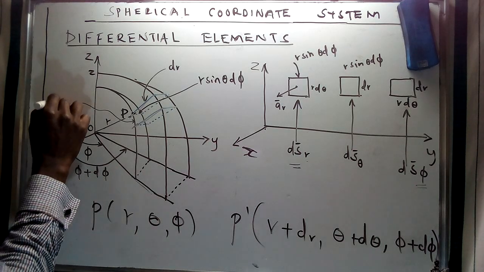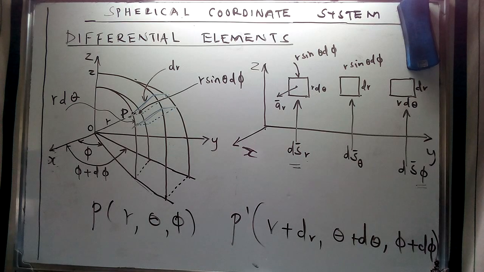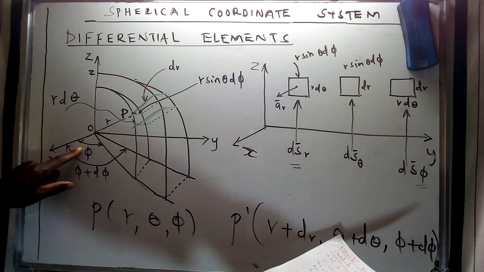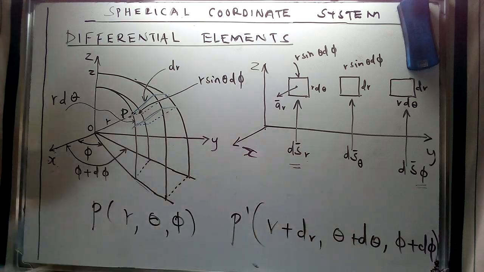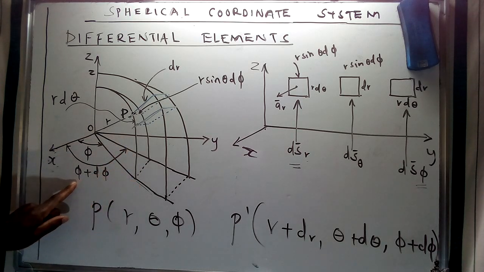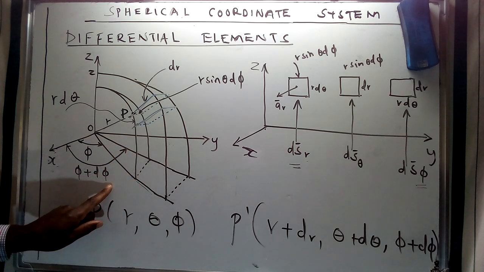And then we're going to have an extension for phi, which is going to be r sine theta d phi given between this specific zx plane and this new point, which is going to be phi plus d phi given as such.